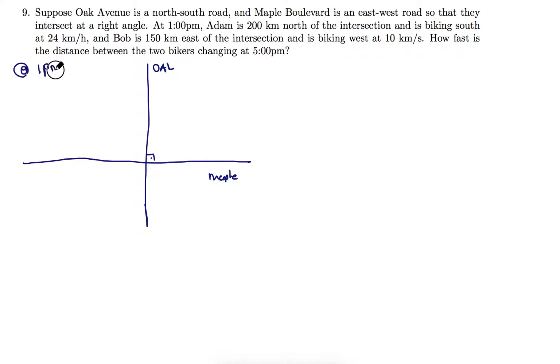I'll just write 1 p.m. Okay, Adam is 200 kilometers north of the intersection. So Adam is somewhere here. And this distance is 200 kilometers. And he's biking south, so he's biking towards the intersection. And his velocity is 24 kilometers per hour.